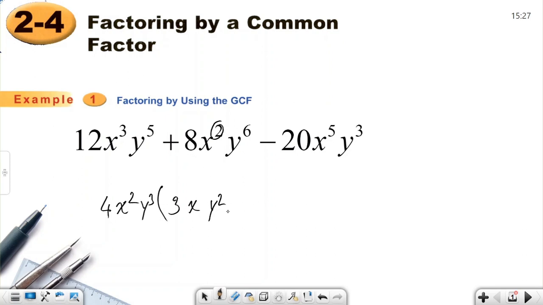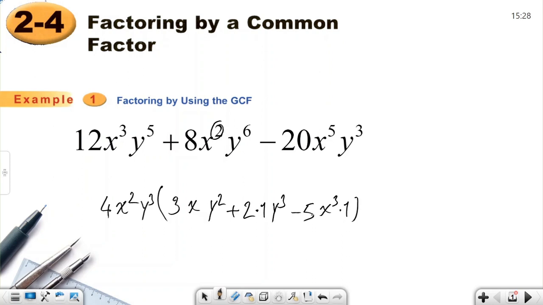Positive 8 divided by 4 becomes positive 2. X squared divided by x squared is 1, so I'll multiply by 1. Y to the power of 6 divided by y cubed becomes y to the power of 3, since 6 minus 3 is 3. Now negative 20 divided by 4 is equal to negative 5. X to the power of 5 divided by x squared is x to the power of 3. Y cubed divided by y cubed is 1.